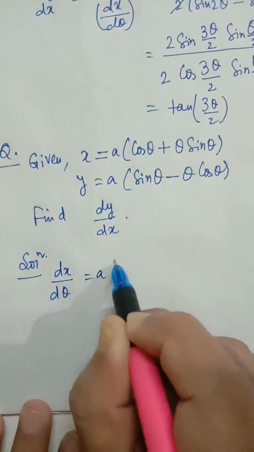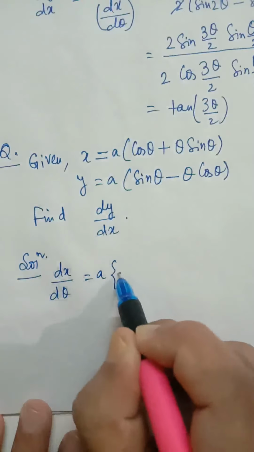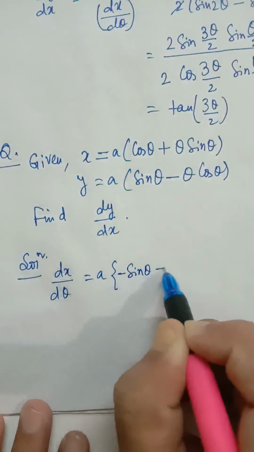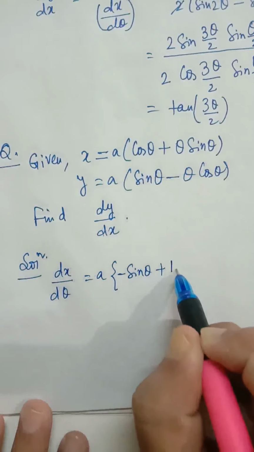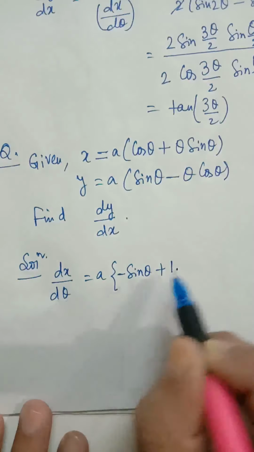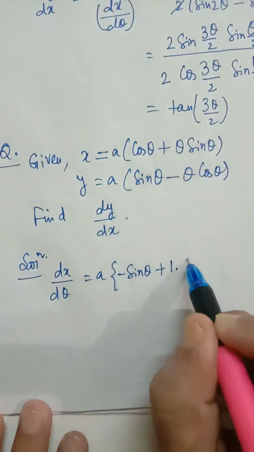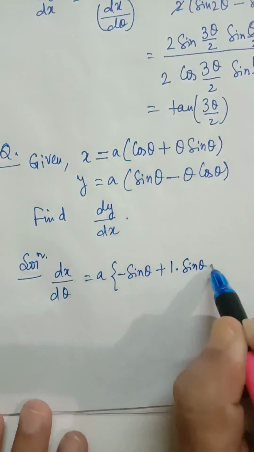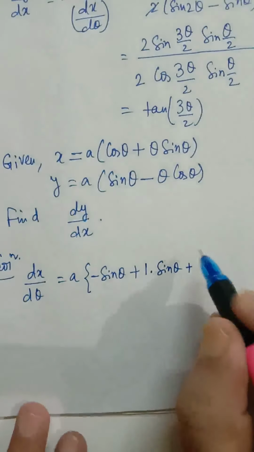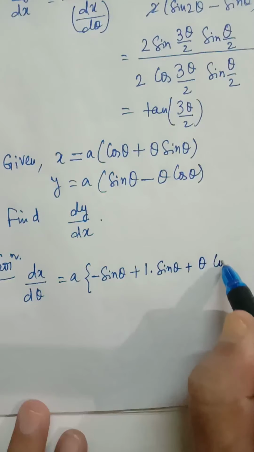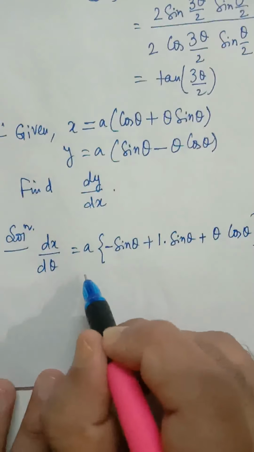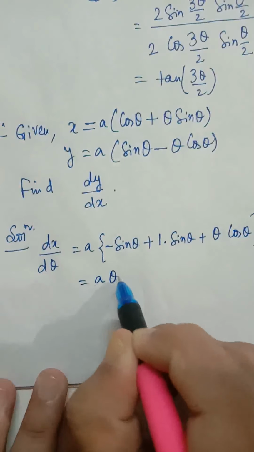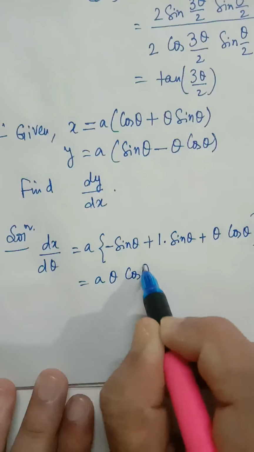a into derivative of cos theta, which is minus sin theta, plus theta into sin theta. We have to apply the product rule. Derivative of theta is 1, with respect to theta we are differentiating. Derivative of theta is 1 into sin theta unchanged, plus theta unchanged, derivative of sin theta is cos theta. You can see, we can cancel sin theta. So this will become a into theta cos theta. This is our dx by d theta.